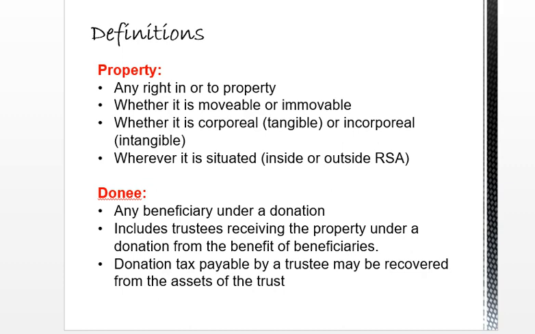Okay. But before we continue, there are a few definitions that you need to understand, and the most important one is property. What is property? So property is any right in or to property, whether it is movable, in other words a car, or immovable, so a house, or when it's corporeal, in other words tangible, can you see and touch it? So again, a car, you can see it. Or incorporeal, intangible, being something like goodwill or intellectual property, anything like that.